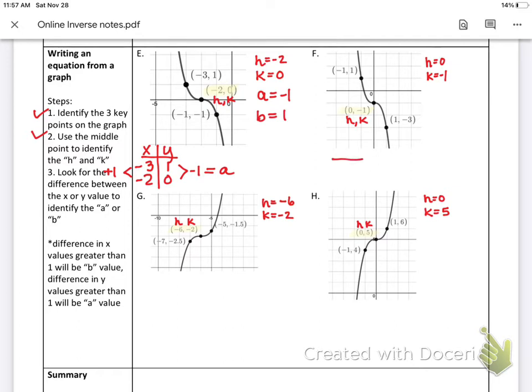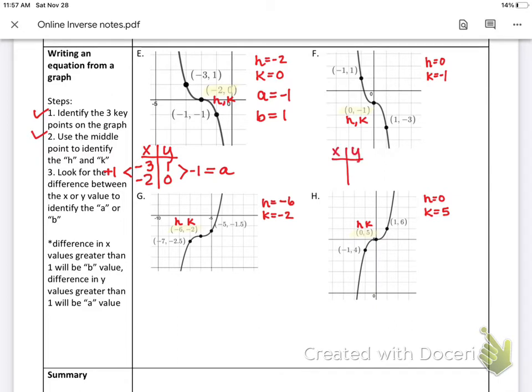Okay, now remember how I said that b is not going to be affected, so all of our b's here are essentially going to be +1, but I did want you to know for future reference how to do that. So we're going to go ahead and do another example, and then I'm going to have you guys try the g and the h, okay?